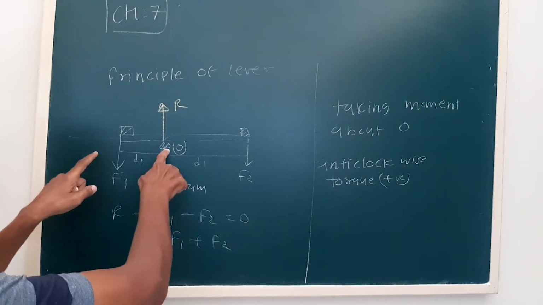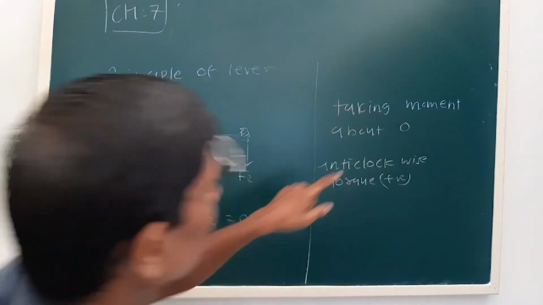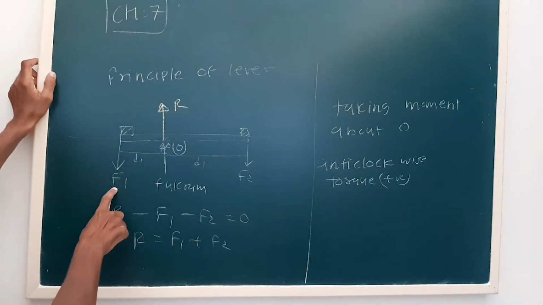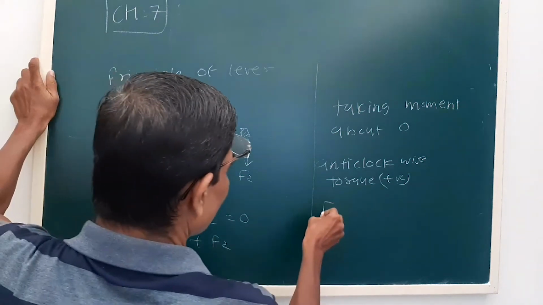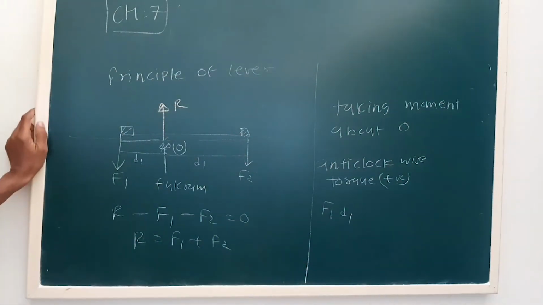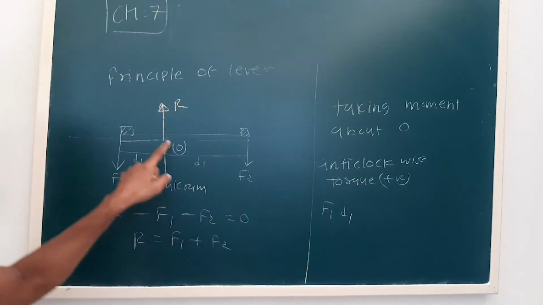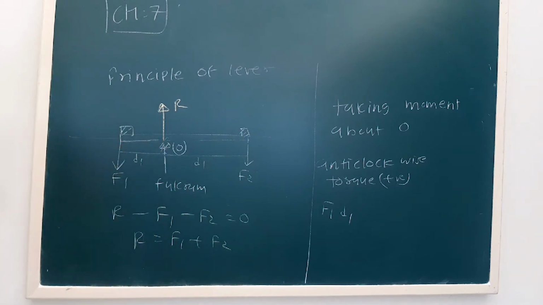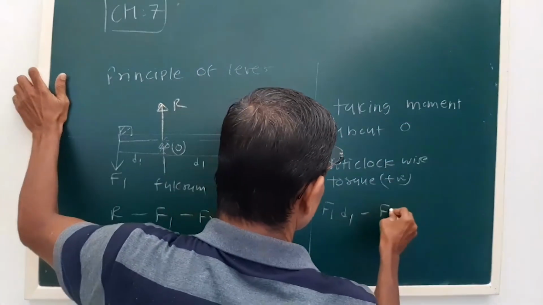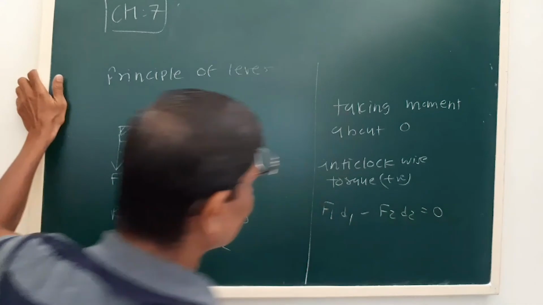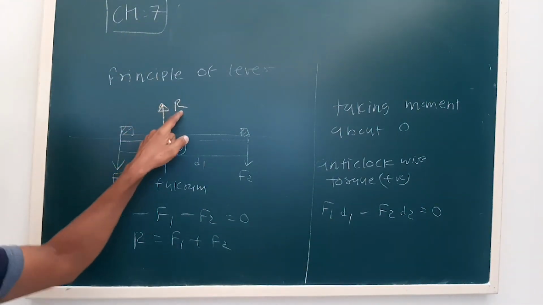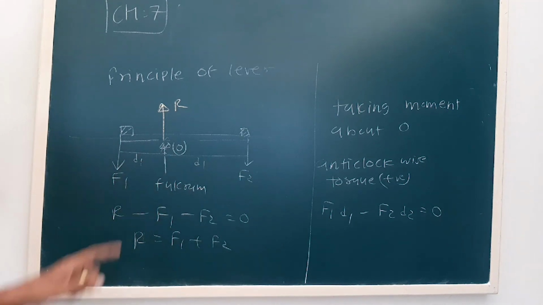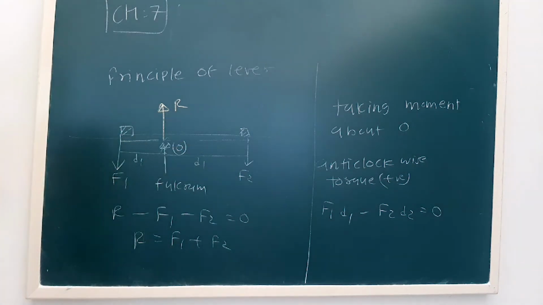So here if I calculate torque about point O, this will be F1, torque is force into perpendicular distance, that is F1 D1. That we have considered positive. And this F2 will try to move this fulcrum in this direction, so that torque I consider negative, that is F2 D2. This is the rotational equilibrium. Now what about the reaction R about O? Its line of action passes through O, so that torque is 0.